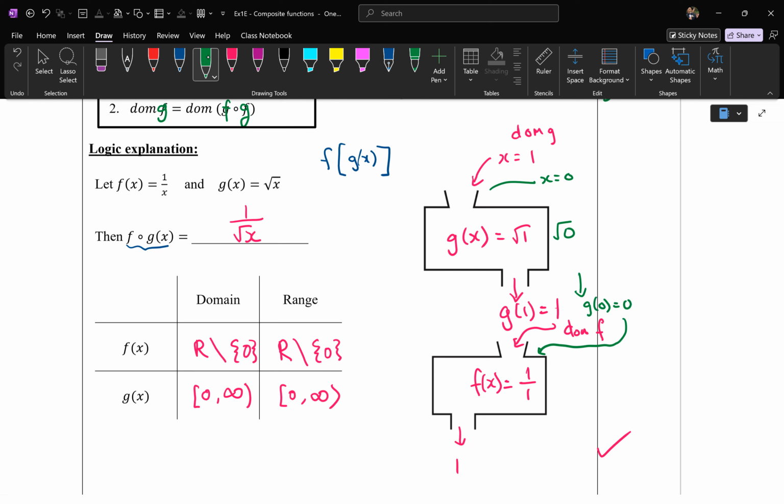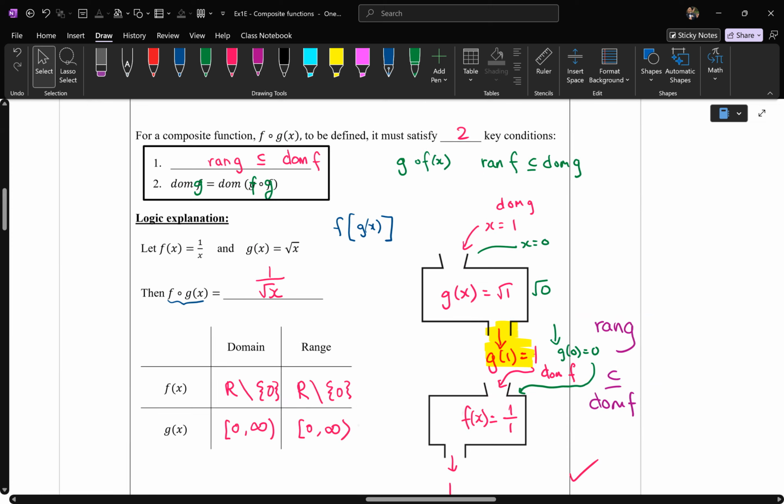But you realize what the condition was. The condition was whatever you spit out was key. What you spit out is the range. That's why they say the range of g needs to be a subset, because it has to fit whatever the restrictions are here. Otherwise, it won't go in. So to go in, it needs to be a subset. It needs to fit the domain of f.